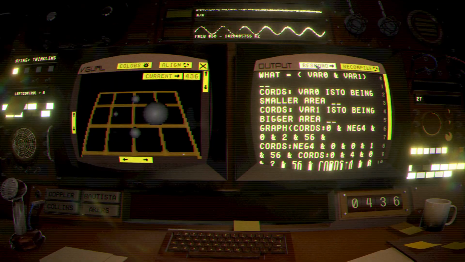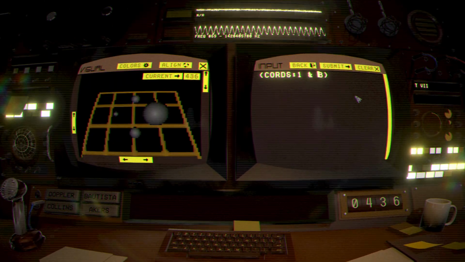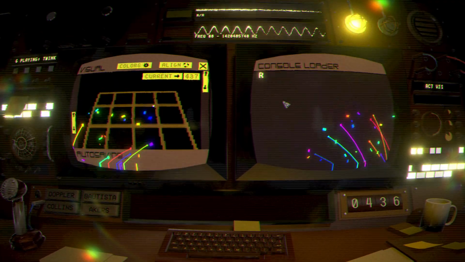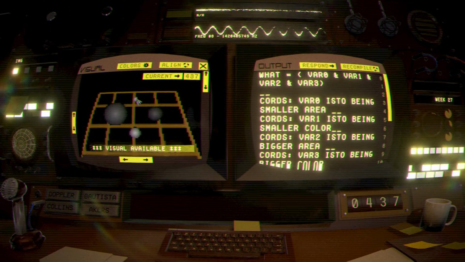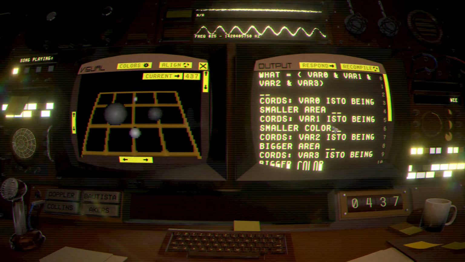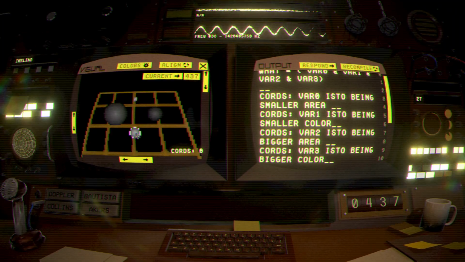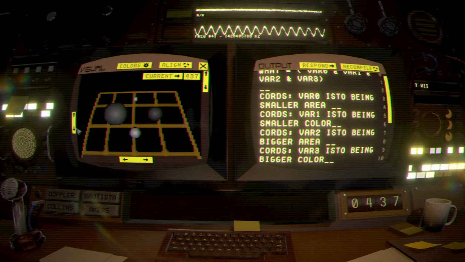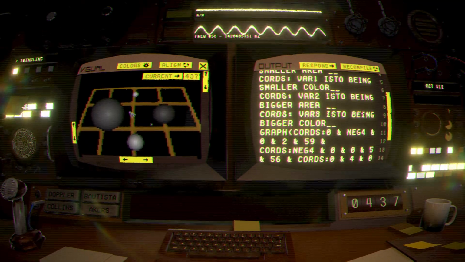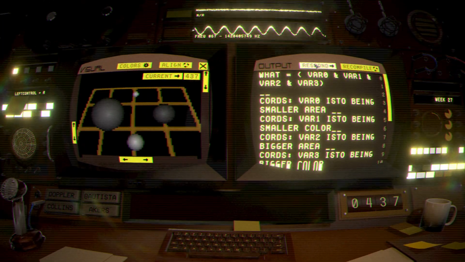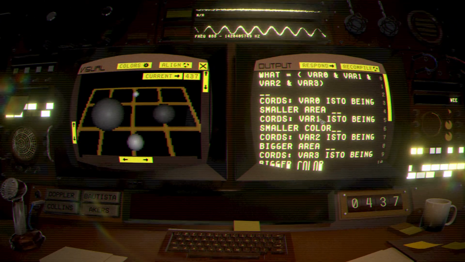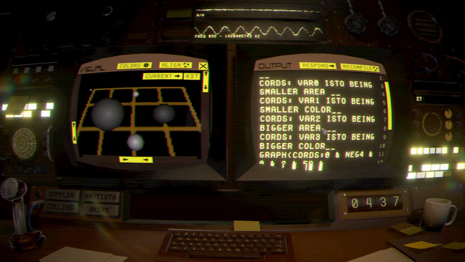Oh, they just want variable 0 and variable 1, not the chord part. Okay, I think we're kind of there. What's the smallest? What's the darkest? What's the biggest? What's the brightest? First off, the smallest, 2. And what is the darkest? I think 3.